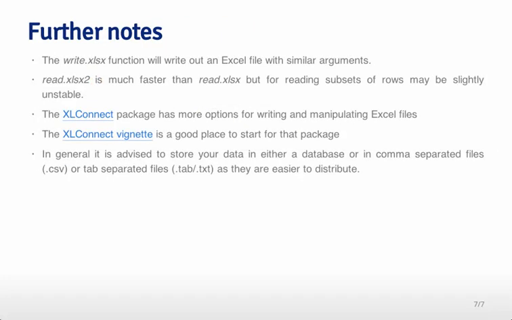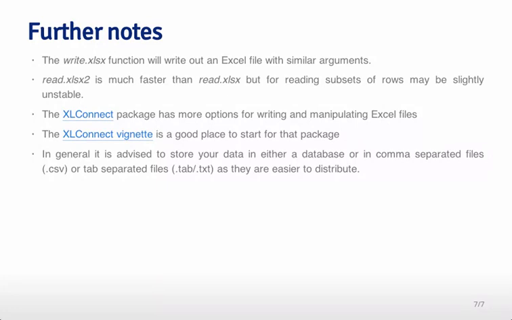Some further notes that might be useful for you are that you can use write.xlsx. So if you're working with people that like Excel files, you can write them back out after your analysis and share them with people. It's very similar. You pass it the object that you want to write out and the file name, and it will write that file out. read.xlsx2 I've found is quite a bit faster than read.xlsx, but especially if you're reading subsets of rows, it might be a little bit unstable, at least in my experience.